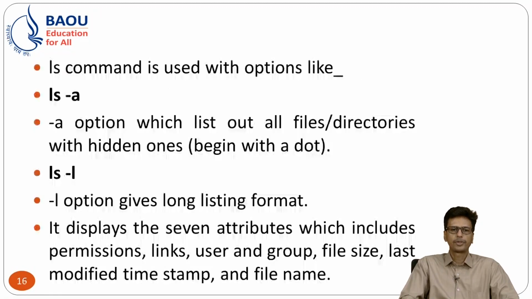So if you use ls with the l option, it will show you the detailed information. Now which information does it display? Permissions, links, user and group, file size, last modified timestamp and the file name.